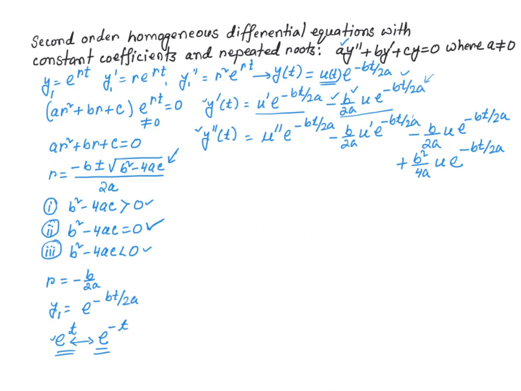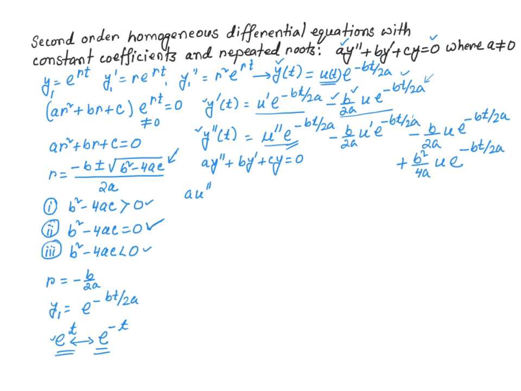I found y prime, and let's go ahead, and also I have y, right? Let's go ahead and plug it into our original equation, which is this: a y double prime plus b y prime plus c y is equal to 0. I'm going to plug all these values. So a times y double prime, I'm just going to multiply it out. So it's going to be this. So u double prime, and I'm going to leave all of these e to the power for the end because each of these terms are going to have e to the power negative bt over 2a.